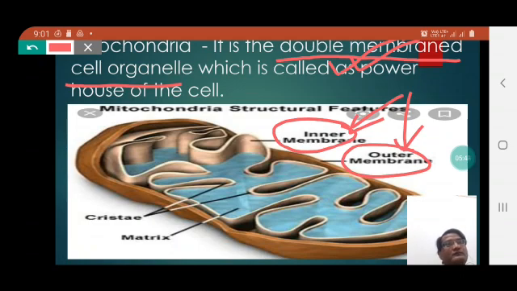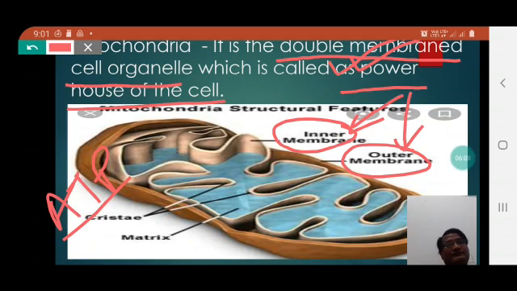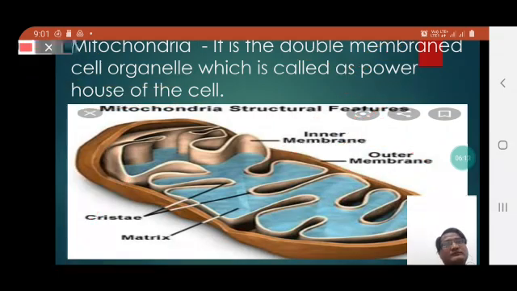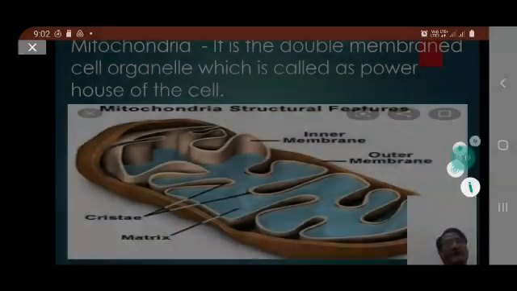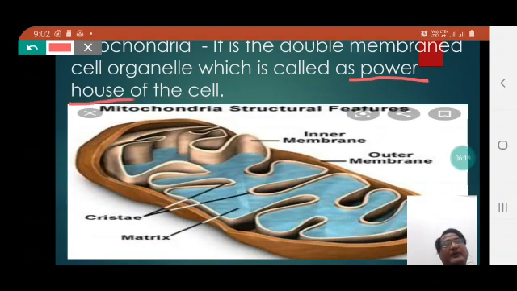Since mitochondria is the exact place where the power gets generated in the form of ATP, and this forms a reason to call the mitochondria as powerhouse of the cell. So students, because mitochondria generates power, that is why it is powerhouse of the cell.